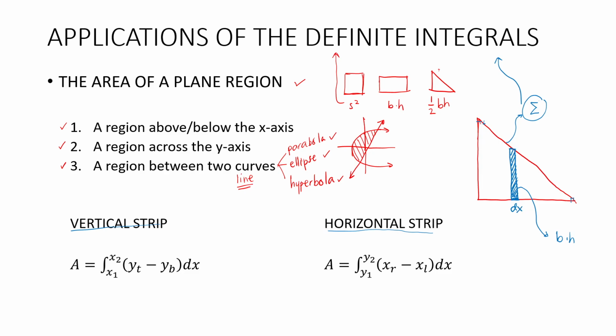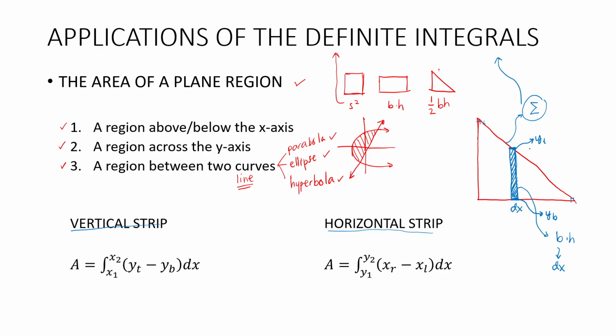So meaning our base is your differential x. Now for the height, we're going to use a subtraction technique. For example, you're going to get the length between 10 and 6. That's 4, right? So in this case, we're going to subtract the top function minus the bottom function. Whatever equation is touching the vertical strip at the top, that's your y top. And whatever equation the bottom part is touching, that's your y bottom. Okay, so that's in a function of x.